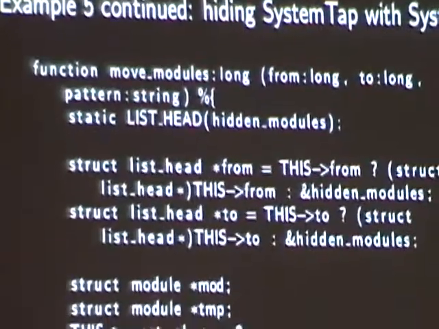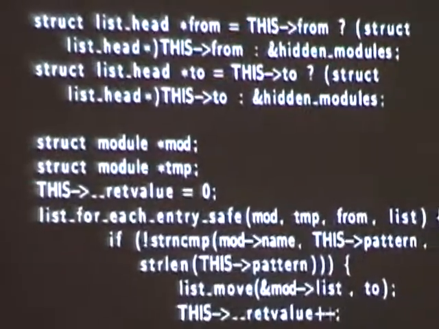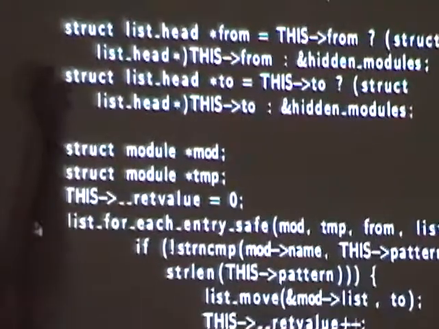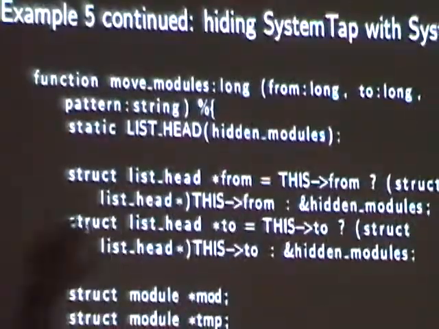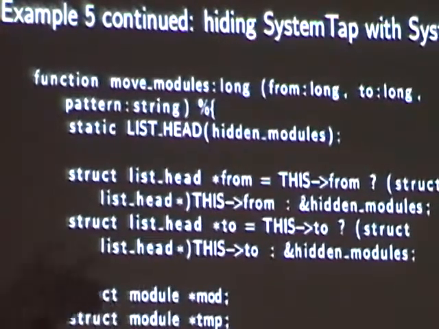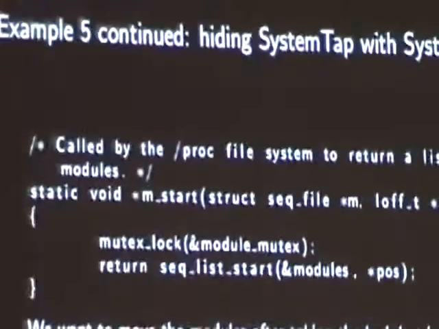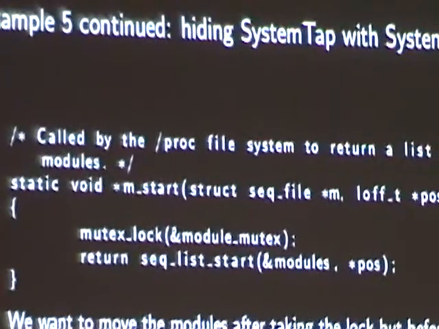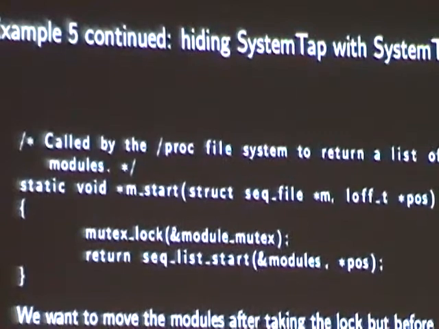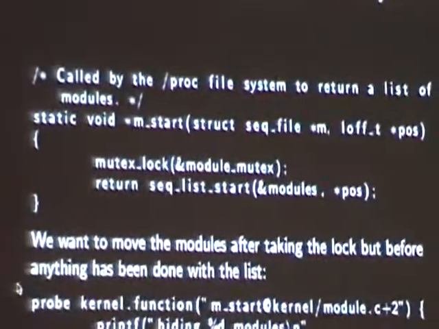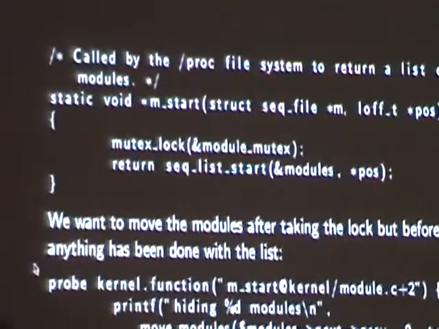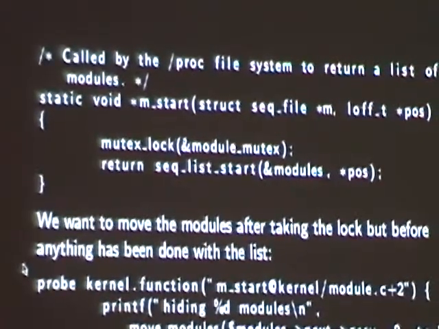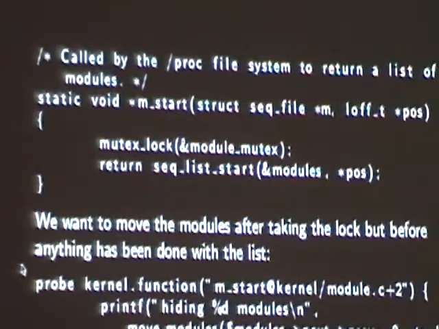You can look at this later because I don't have time to detail. But basically, you are using the regular kernel API to just mess with the list, and we are going to store the hidden modules in a static list in this function. And in module.c in the kernel, you have a function called m_start that is called whenever someone tries to read /proc/modules, which is where lsmod goes to see the list of modules. And so whenever someone reads that file, we inject there.